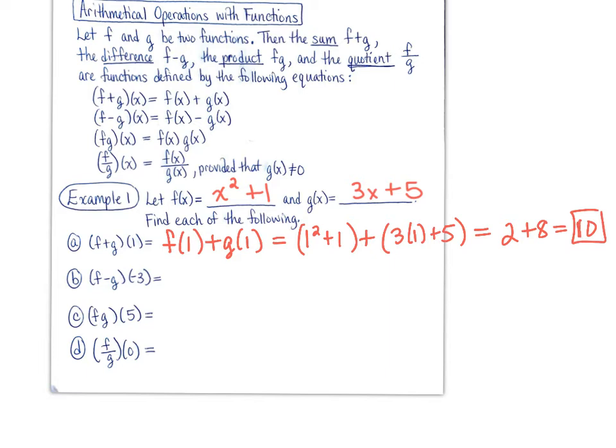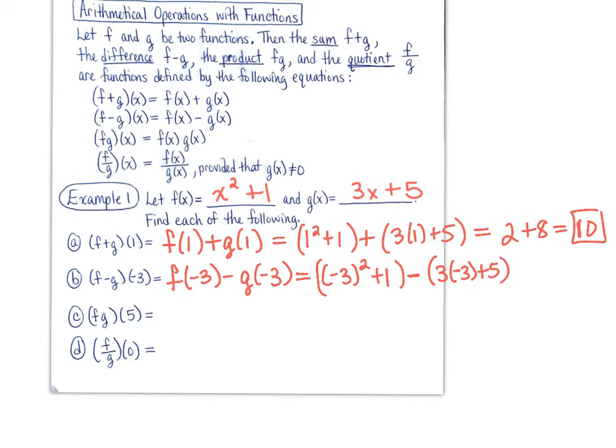f minus g of negative 3 is equal to f of negative 3 minus g of negative 3. F of negative 3 is negative 3 quantity squared plus 1, minus the quantity 3 times negative 3 plus 5. Negative 3 squared is what? 9 plus 1 is 10. 3 times negative 3 is? Negative 9 plus 5 is? Negative 4. So minus a negative 4, what do we get? 14. Good.